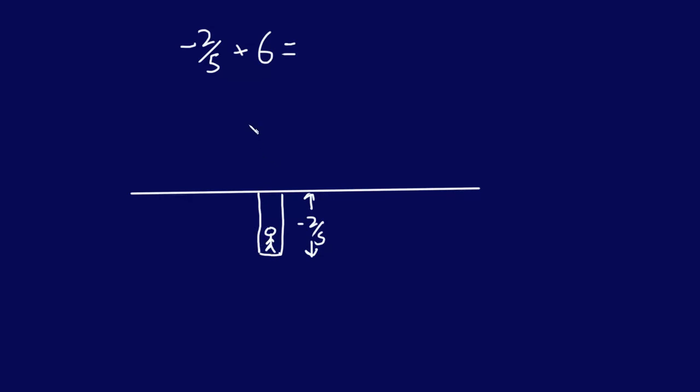And is he going to be going up or down? Well, that's positive, so he's going to be going up. So from this point, he's going to be going up positive 6. So now we already know the answer is going to be positive. It's going to be somewhere up here because Superman's going to end up here. And the answer is just however far this distance is. So what are we doing with these two numbers? We're just subtracting them. So this is really just the same thing as 6 minus 2/5.